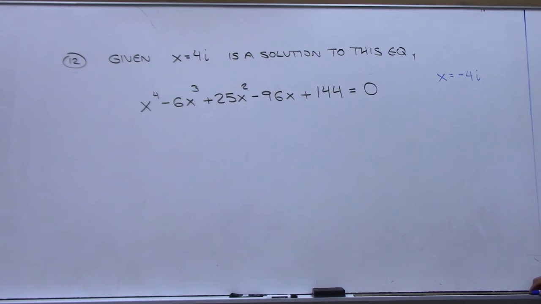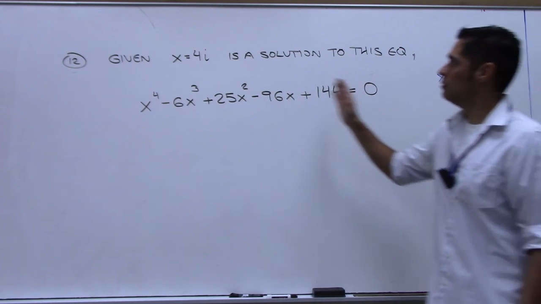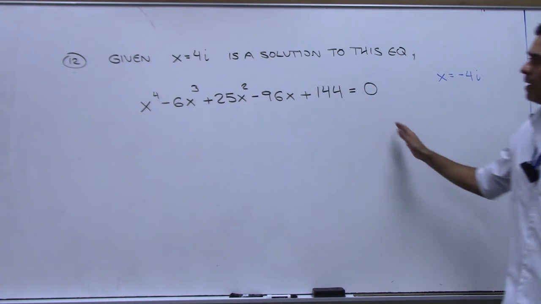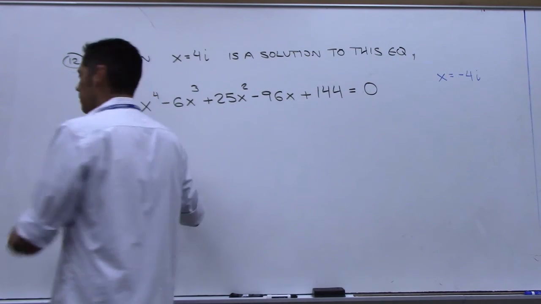How many solutions total should I have? 4, right? Some might repeat though. How many solutions do I have so far? 2. I have 2 of the 4, so I only need to go get the remaining 2. But that means I'm going to have to be able to somehow break this thing down, right?